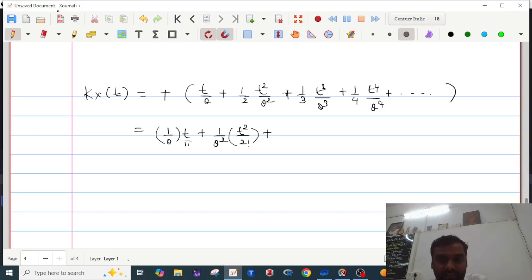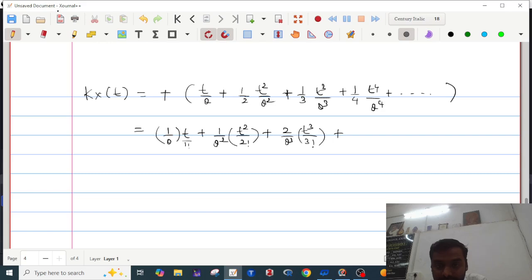To make this 3 as a 3 factorial, you have to multiply this by 2. So this is 2 upon theta cube t cube. If you multiply this here by 2, that will be 6, which is nothing but 3 factorial. This way we have to make these arrangements.